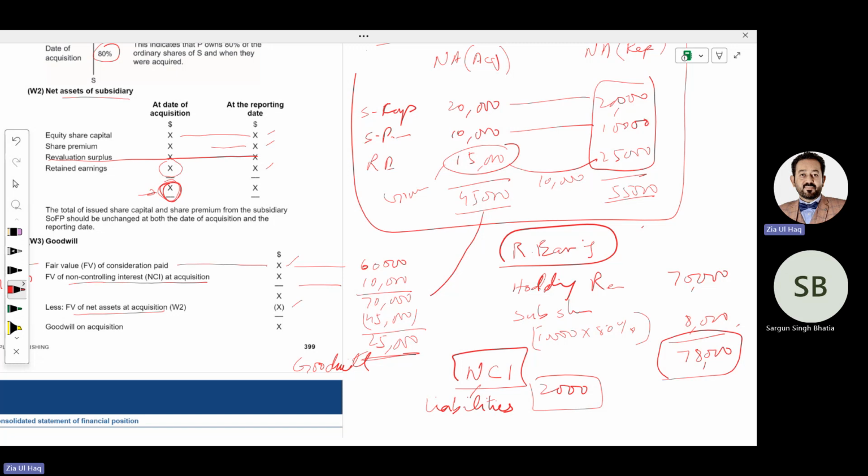If your holding is 100%, what we will do? 70,000 plus 10,000, 80,000 will be recorded as retained earnings. There will be no non-controlling interest because you hold 100%. There is no other holding of other people. But if your holding is less than 100%, in that case, you need to consider non-controlling interest in the calculation of goodwill, and you need to show the non-controlling interest's share of the year's profit as liabilities.